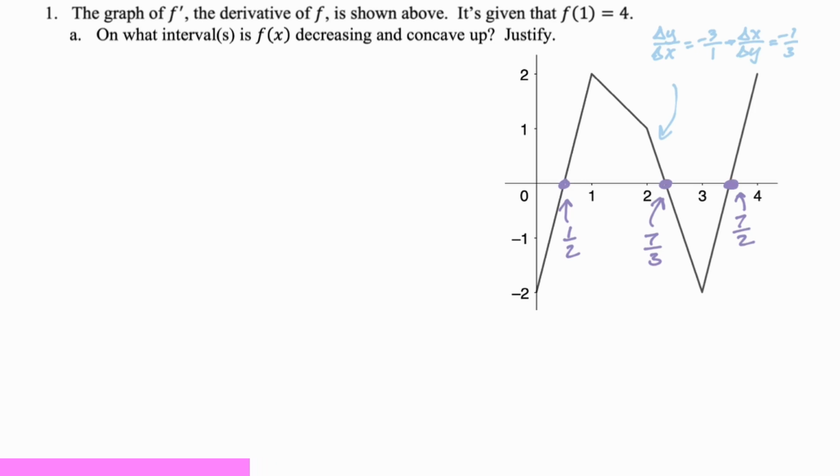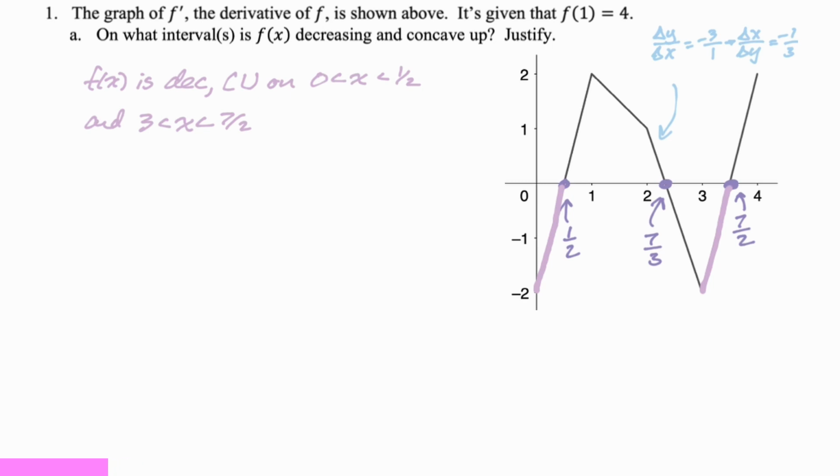So we have our critical points. Here's a place where f prime is negative and increasing. Here's another place where f prime is negative and increasing. So we can say that f of x is decreasing and concave up on 0 to 1/2 and 3 to 7/2, or 3.5. Our reason is that f prime is less than 0 and f prime is increasing on those intervals. All right, let's look at the next part.